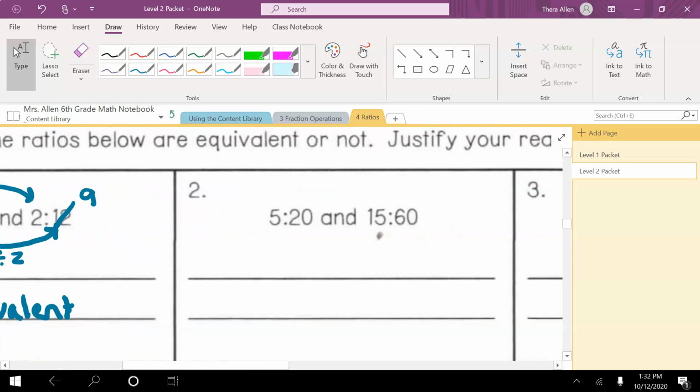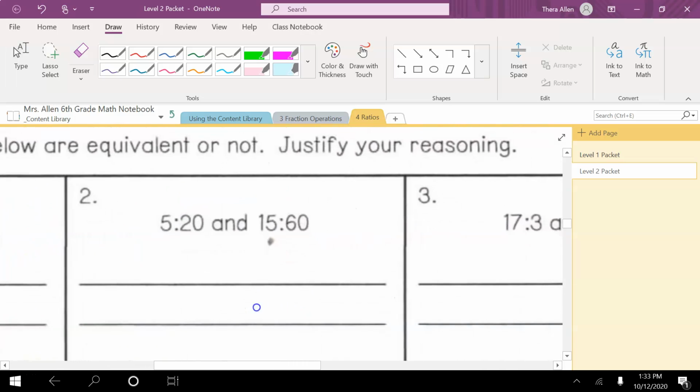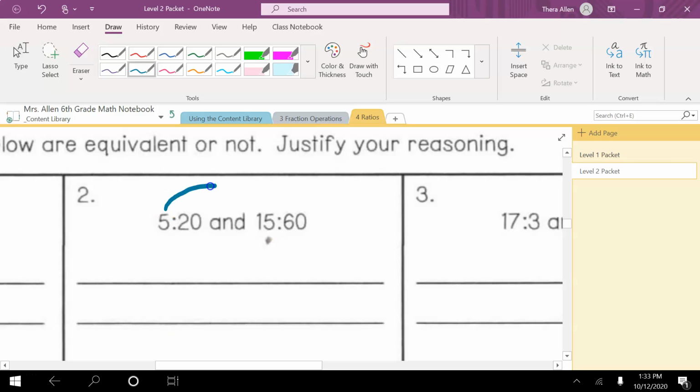We have 5 to 20 and 15 to 60. Once again, I'm going to look at my first set of numbers in my ratio, 5 to 15. Well, that's easy. I multiply by 3. If I multiply by 3 here, then I must be able to multiply by 3 here as well. And 20 times 3 is actually 60, so these are equivalent, so we're going to put yes.